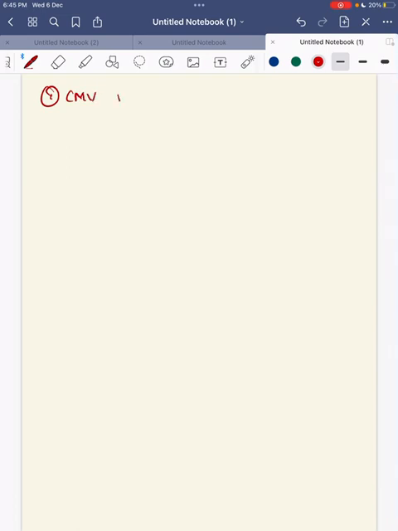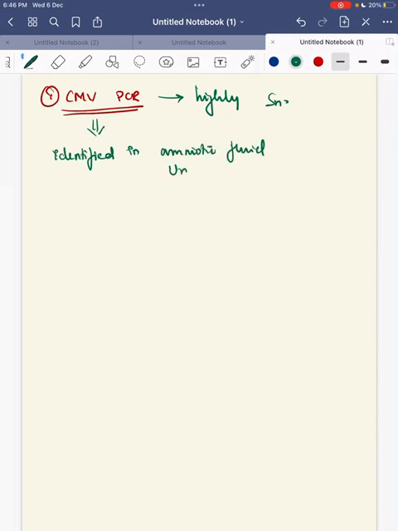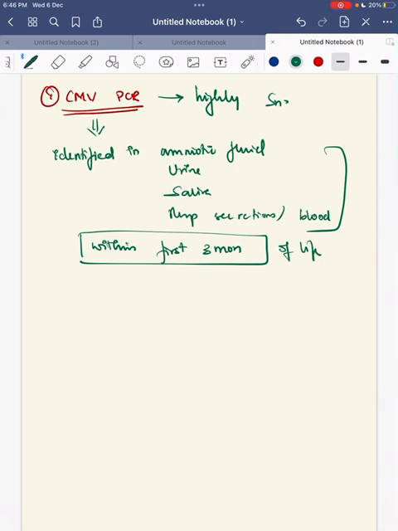First you do CMV PCR. This is a highly sensitive one. If CMV is identified in amniotic fluid, urine, saliva, blood or respiratory secretions of an infant within the first 3 weeks of life, then the child is said to have congenital CMV infection.